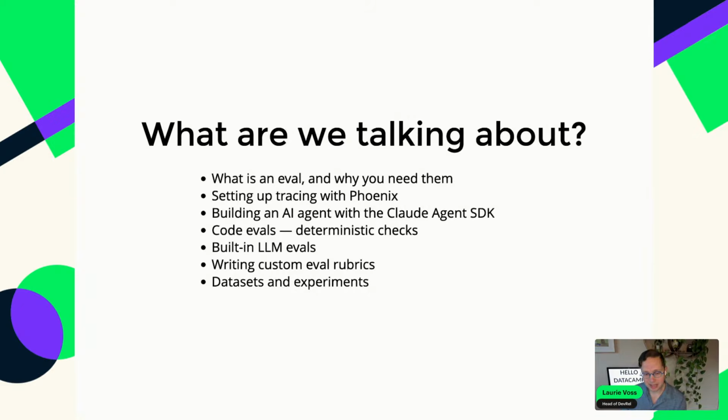Then we'll write two kinds of evals: code evals, which are simple and deterministic, and built-in LLM evals, where a second LLM grades the output of the first. We'll also write a custom eval from scratch, and we'll finish with data sets and experiments, which are how you iterate on your agent and actually measure whether it's getting better.